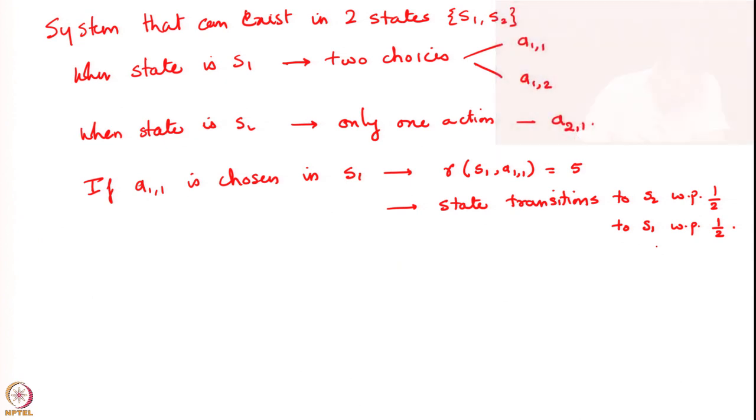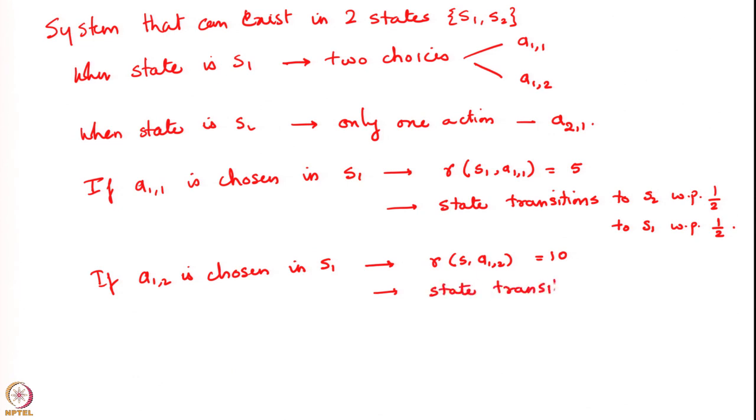Now, if A12 is chosen in S1, then what happens? Well, then he receives a reward of 10 units, and the state transitions to S2 with probability 1. So, with certainty the state transitions to state S2.